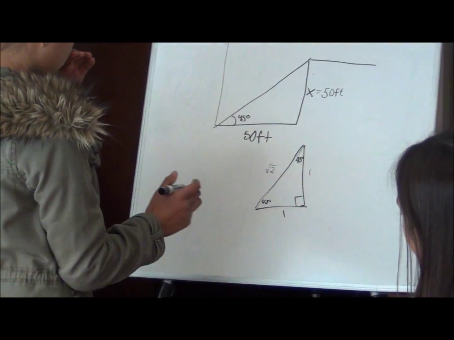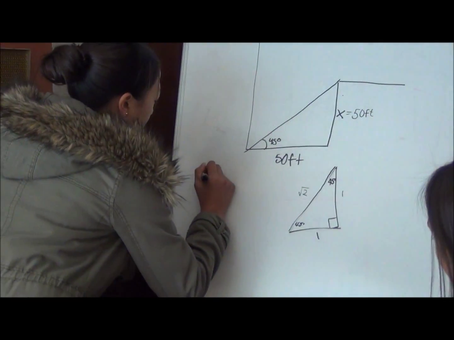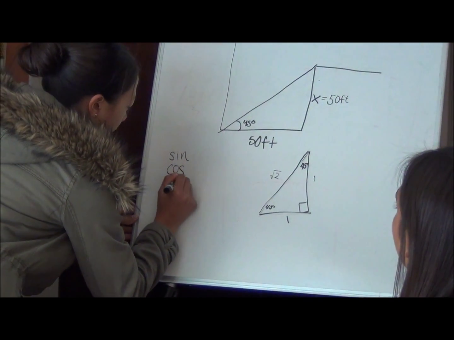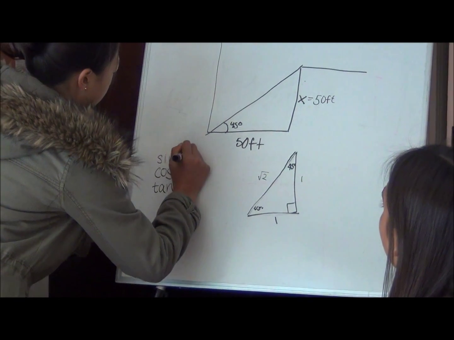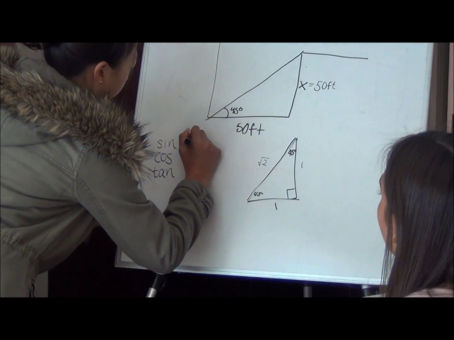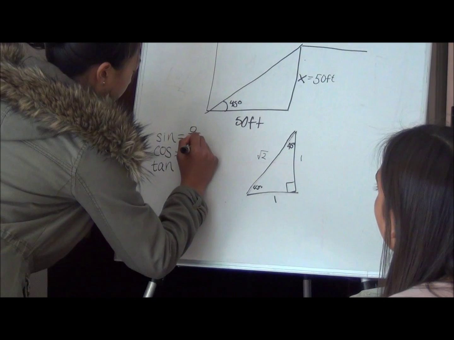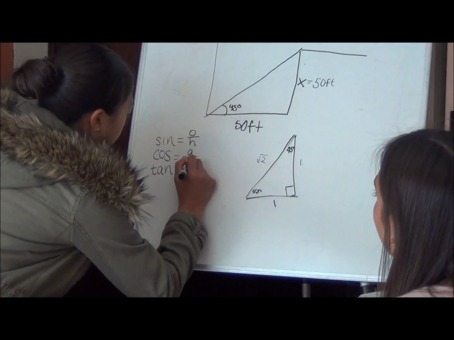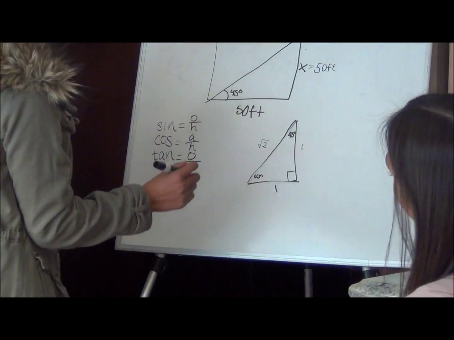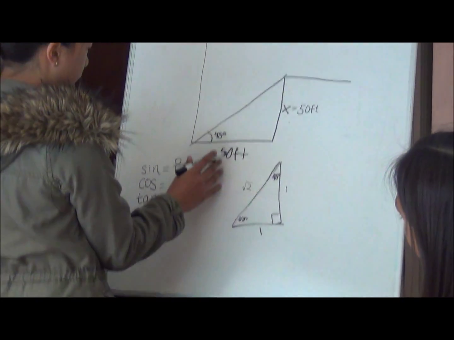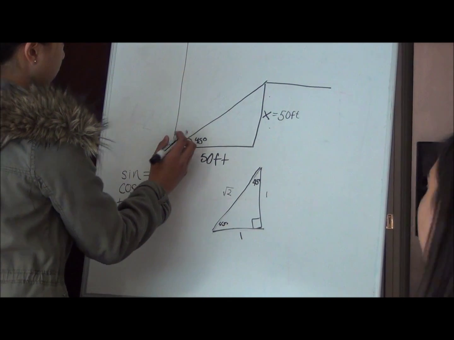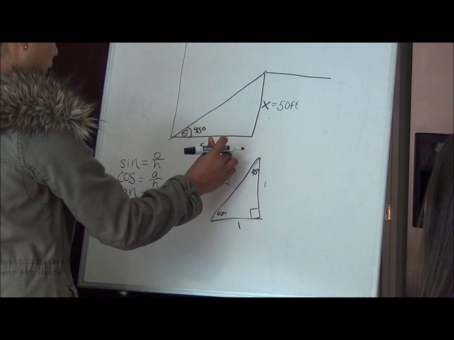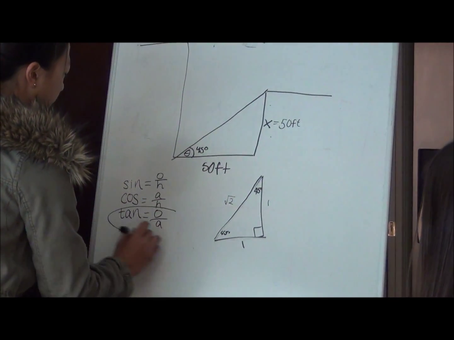Another way that you can use it is by sine, cosine, or tangent. Sine equals opposite over hypotenuse. Cosine equals adjacent over hypotenuse. And tan is opposite over adjacent. So since we need to find x, and we have 50, and we have 45 degrees as our theta, what you do is opposite over adjacent. So then we would pick tan.